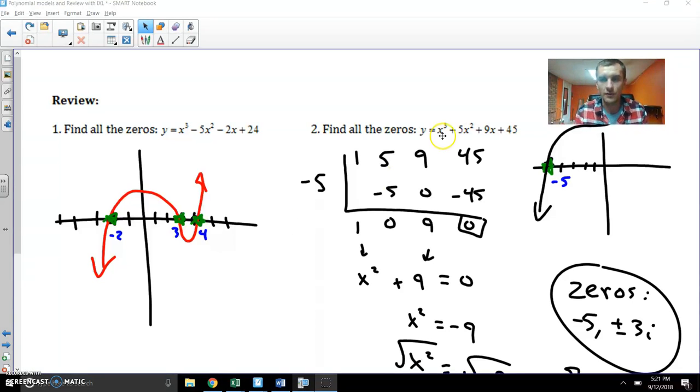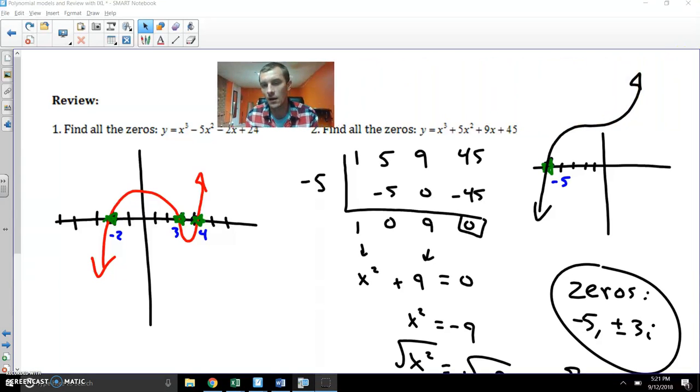Number 2 is a little harder though, so let me move my face out of the way. Find all the zeros from this function, and so when I put it into the graphing calculator, it gives me a graph somewhat like this. So it's an x to the third. That means there's 3 total zeros. So that means that I'm seeing one of them, but the other 2 are imaginary. 1 is real, 2 more, 3 total. That's what we're looking for.